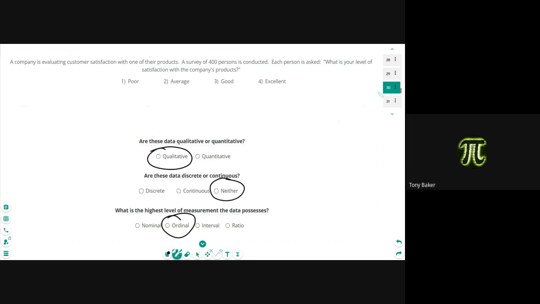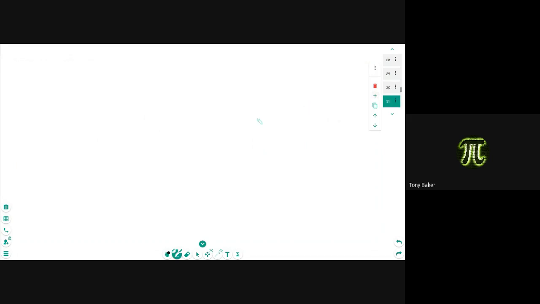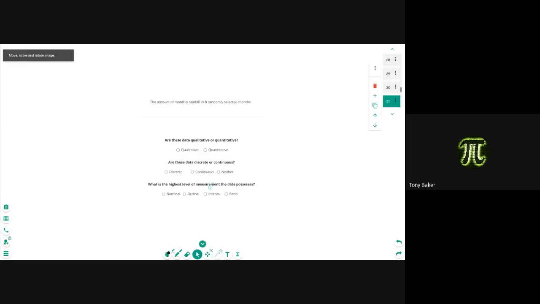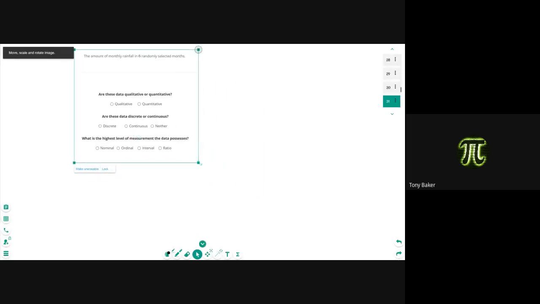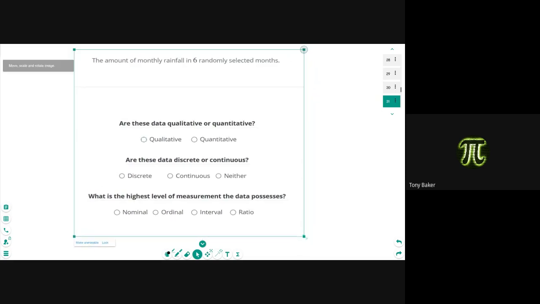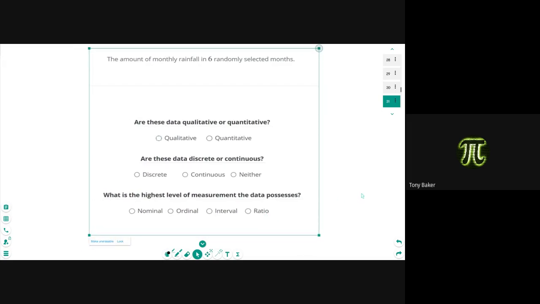All right, let's do one more of these, then I'll go on. Before, I picked the problems from the book, but I found the way that the actual Hawks asked the questions was a lot different, so it's easier just to pull them right from Hawks. The amount of monthly rainfall in 6 randomly selected months. Qualitative or quantitative?